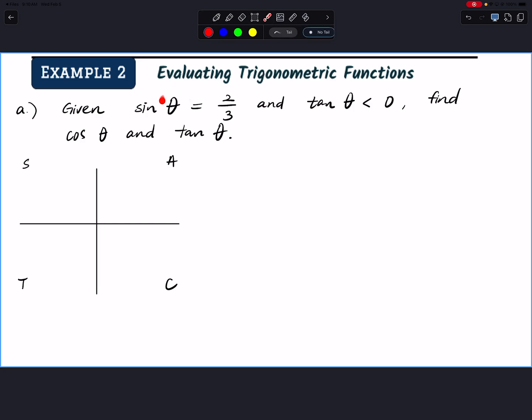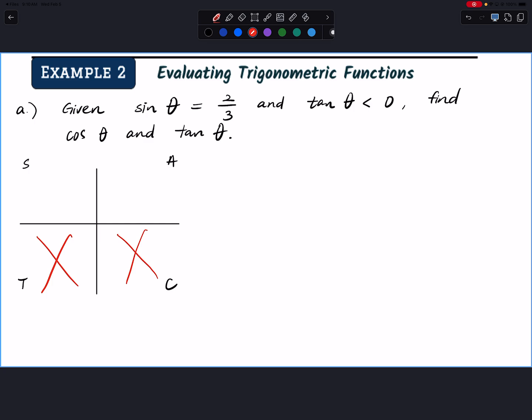So it says that the sine of theta is 2/3. Not a trick question, is that positive or negative? Positive. So let's start in quadrant 1. Can sine be positive in quadrant 1? Yes. Can sine be positive in quadrant 2? Yes, because S. Okay? Can sine be positive in quadrant 3? No. So I'm going to put a big X to remind myself not to draw my triangle there. Can sine be positive in quadrant 4? No. Because cosine's positive there.